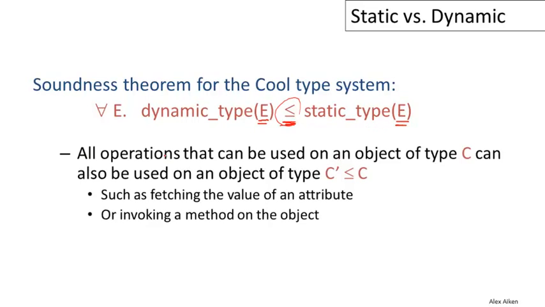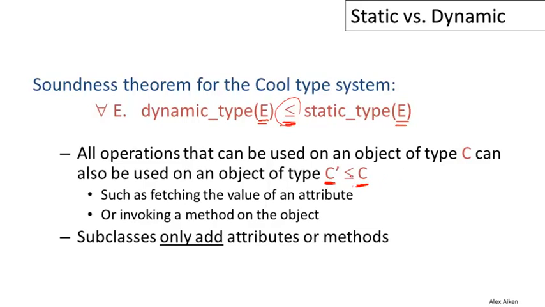What this means is that all the operations that can be used on an object of type C have to also be able to be used on any object of type C prime that's a subtype of C. So if C defines certain attributes and methods, then all of those attributes and methods have to be available in C prime. Okay? And therefore, subclasses can only add attributes or methods. So whatever attributes and methods a subclass C prime will have, those are all in addition to whatever C has. So C prime, a subclass, will never remove an attribute or remove a method. It will only extend or add methods and attributes to the class it is inheriting from.